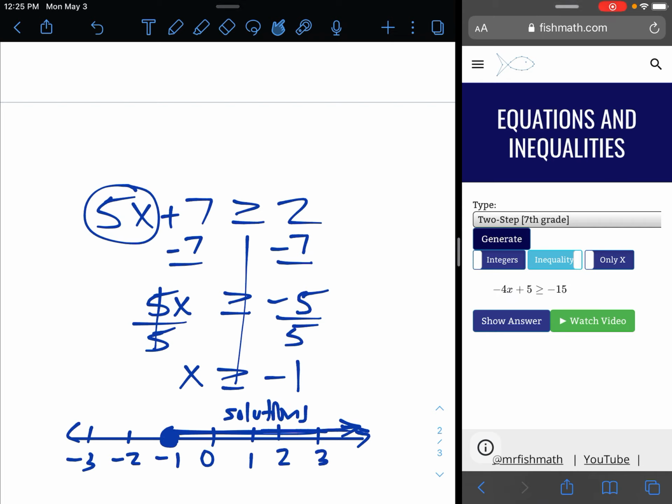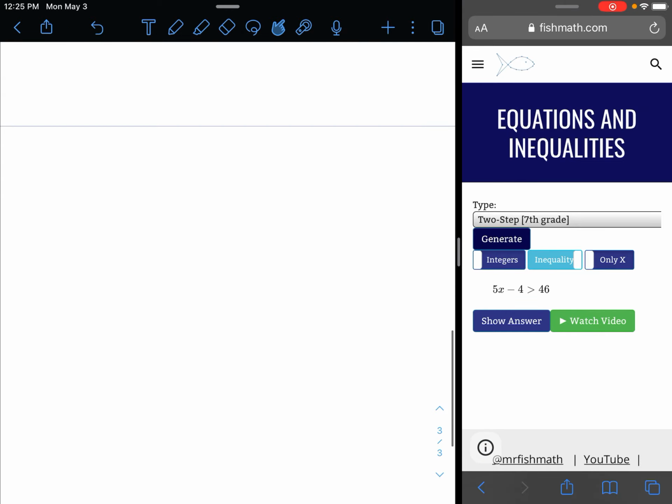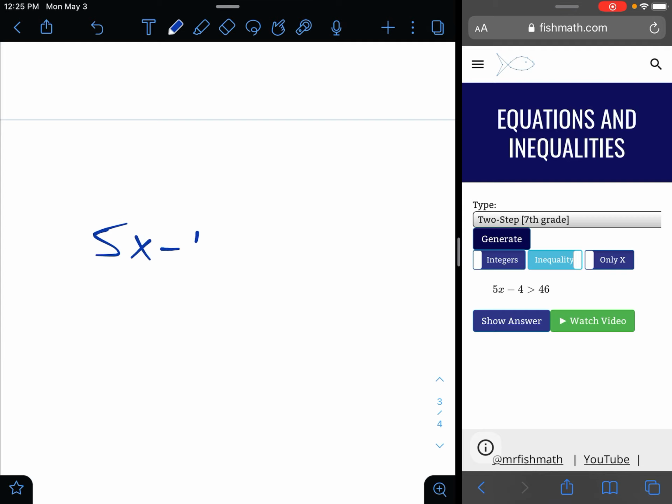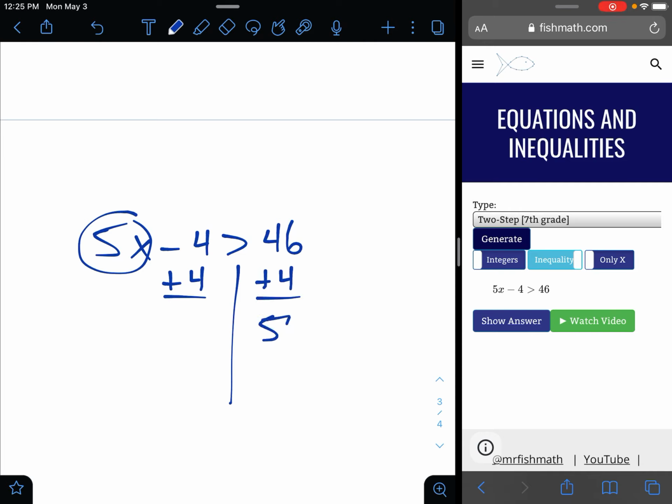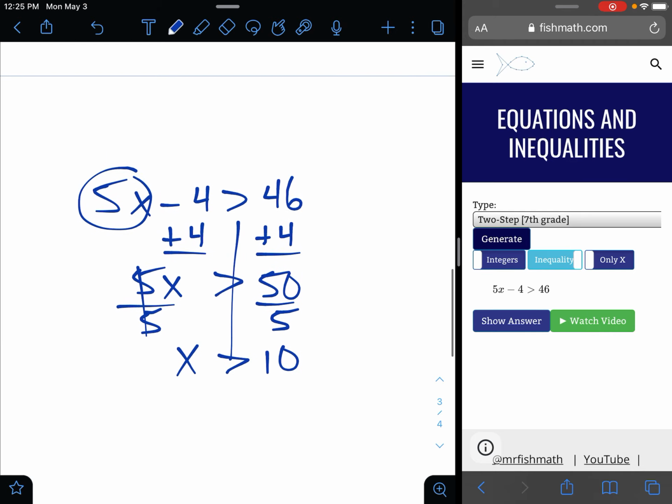Let's try one more here with a different kind of symbol. Let's try this one. 5x minus 4 is greater than 46. So two steps, add the 4 over. This gives us 50 on the right, 5x on the left. Bring down the symbol, divide by 5, we get x is greater than 10.